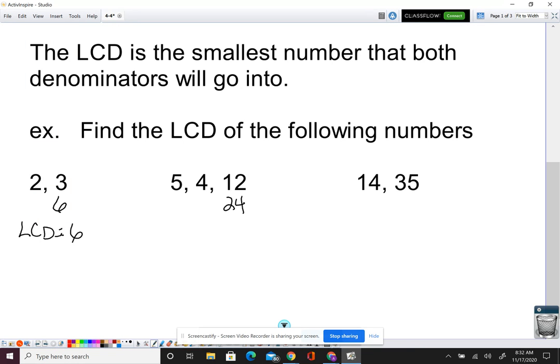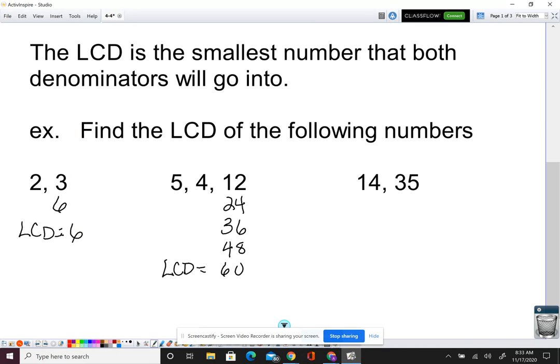Does 5 go into 24? No, it doesn't. So I go up another 12. Does 5 go into 36? No. Does 5 go into 48? No. Does 5 go into 60? Yes, it does. So our least common denominator is 60. So 5 goes into 60 12 times, 4 goes into 60 15 times, and 12 goes into 60 5 times.